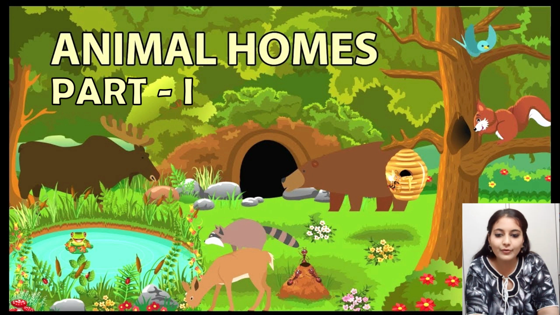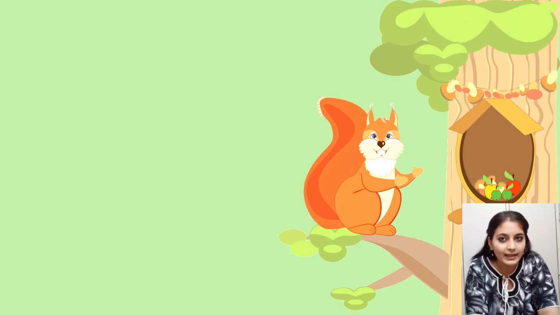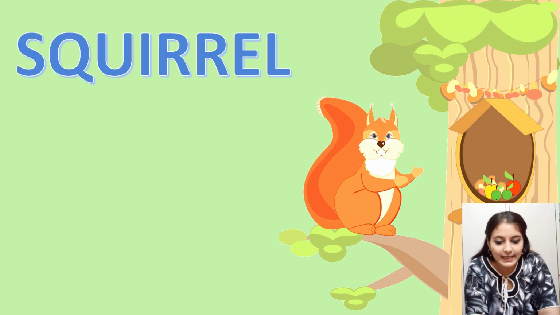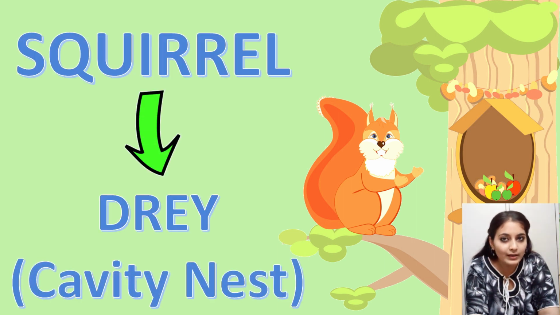So here we are going to start. So now first of all, here comes the squirrel. Here comes the squirrel, and it lives in a tray. The house of a squirrel is known as a tray, which is also known as a cavity nest.